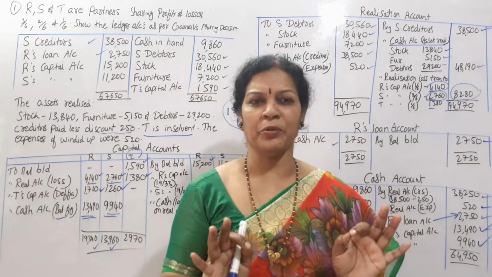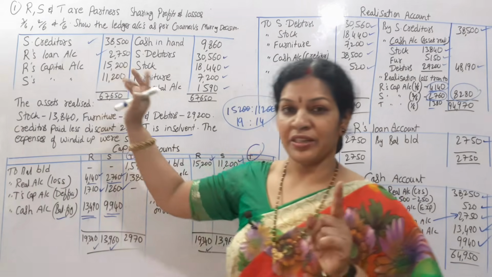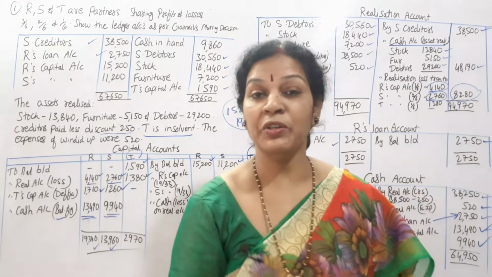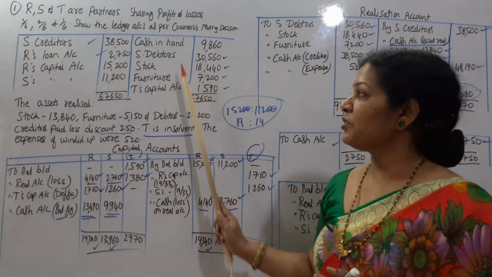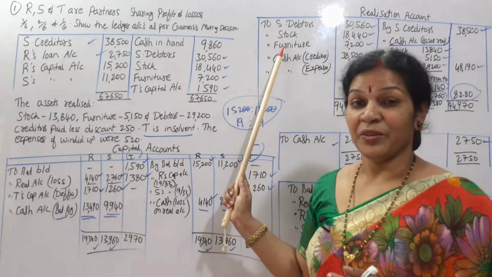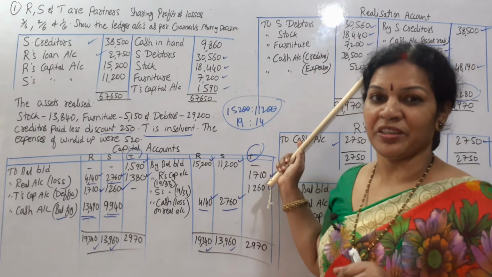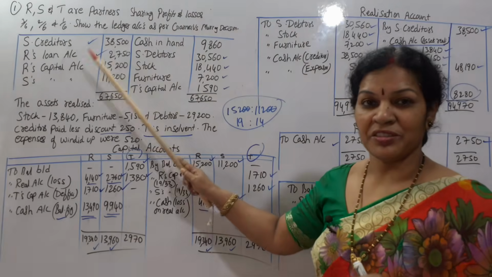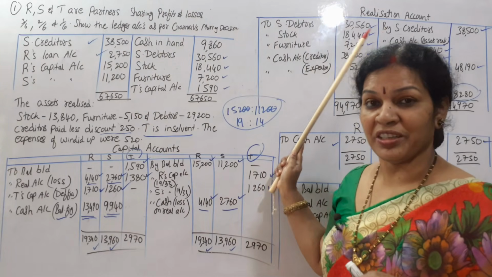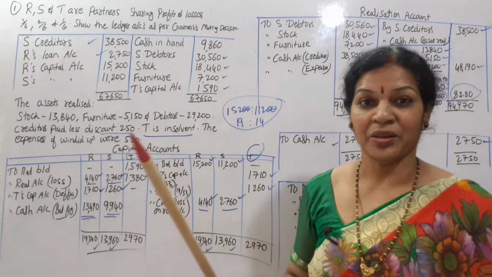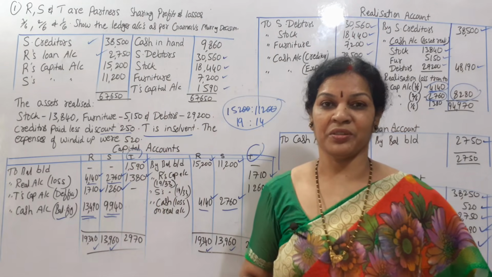Main few things you have to remember. As for the realization account, first of all, when we open the realization account, assets we will write on the debit side. When assets are realized, we will write it on the credit side. And liabilities, credit side. When liabilities are realized, debit side. That's all. That's the realization account.